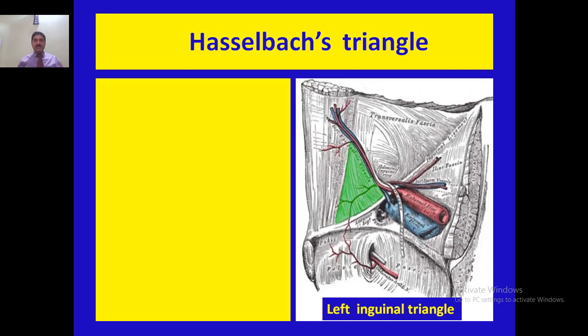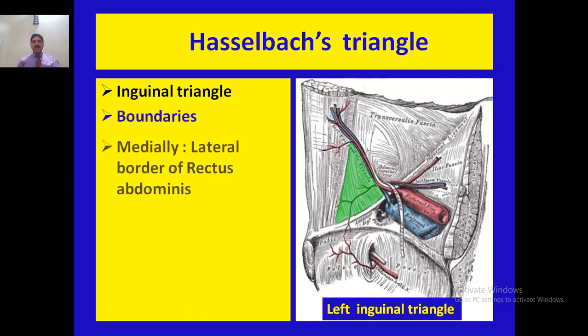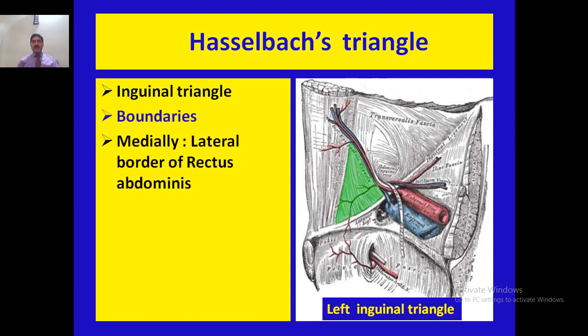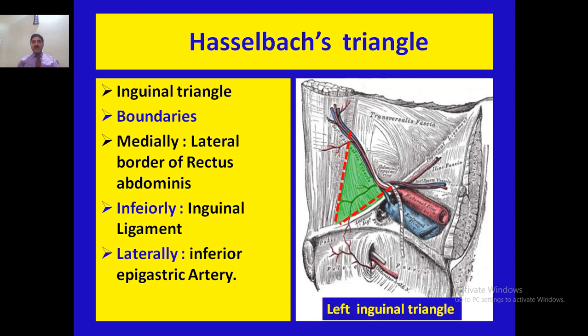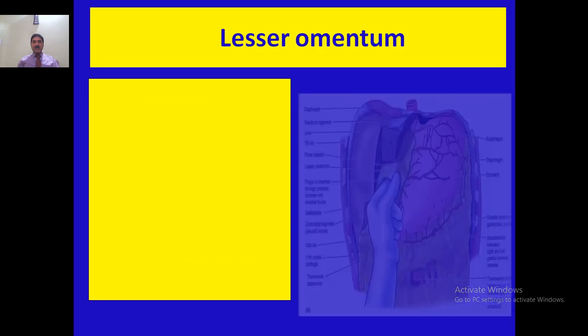Now, what is Hesselbach's triangle? It is also called the inguinal triangle. Its boundaries are: medially, the lateral border of the rectus abdominis; inferiorly, the inguinal ligament; and laterally, the inferior epigastric artery. This triangle is important clinically because direct inguinal hernias occur through Hesselbach's triangle.